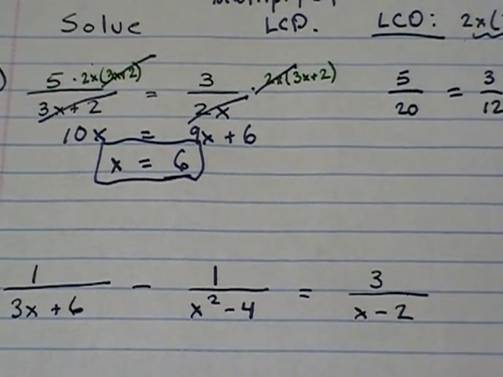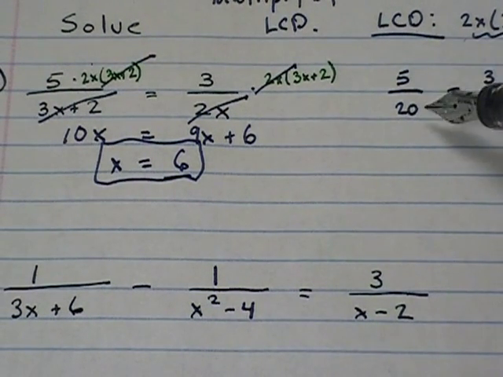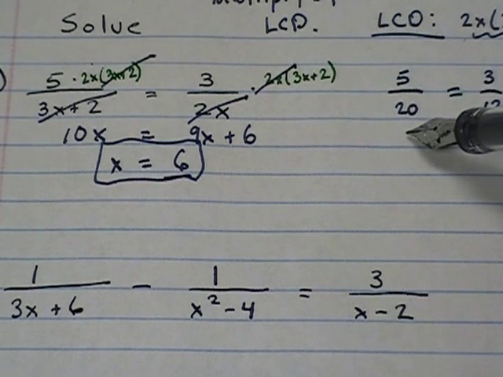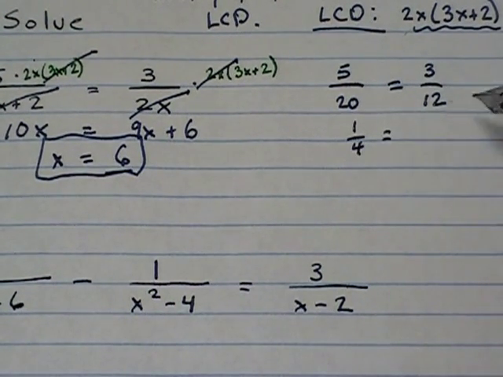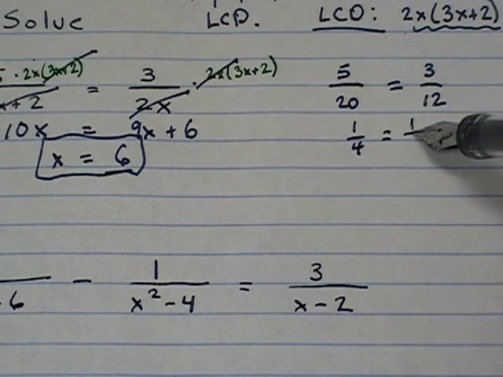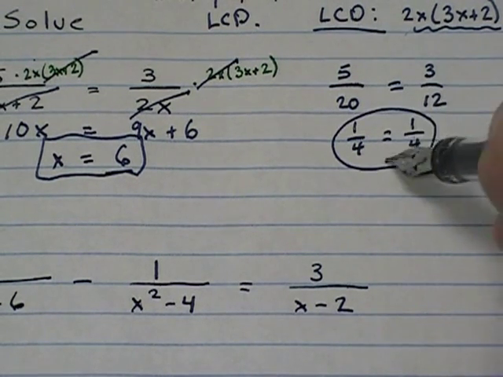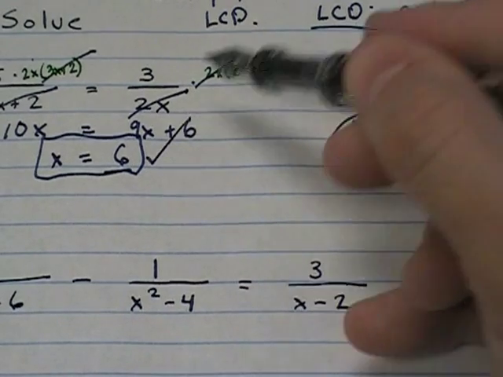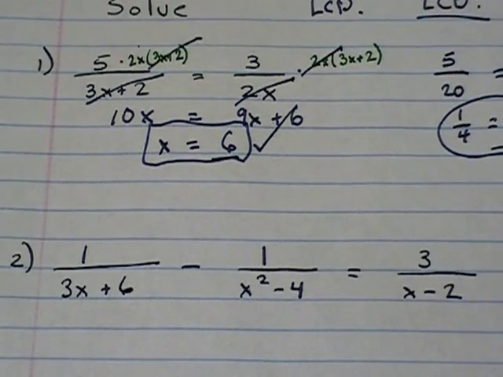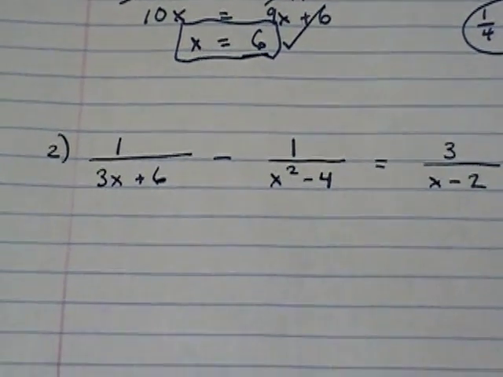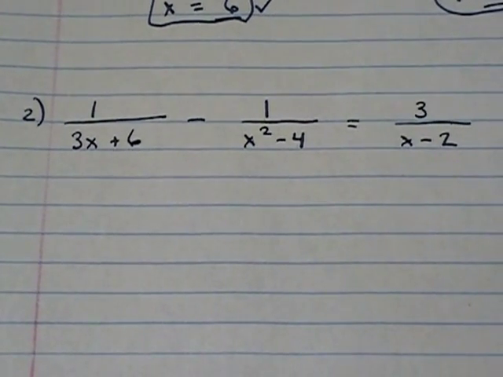Okay? And the question is, is 5 over 20 equal to 3 over 12? Well, 5 over 20, if you reduce it, is 1/4. And 3 over 12, if you reduce that, is also 1/4. And so if that's true, then we know our original solution is also true. So it's a quick, easy way to check your answer there. Now, let's move on to problem number 2.